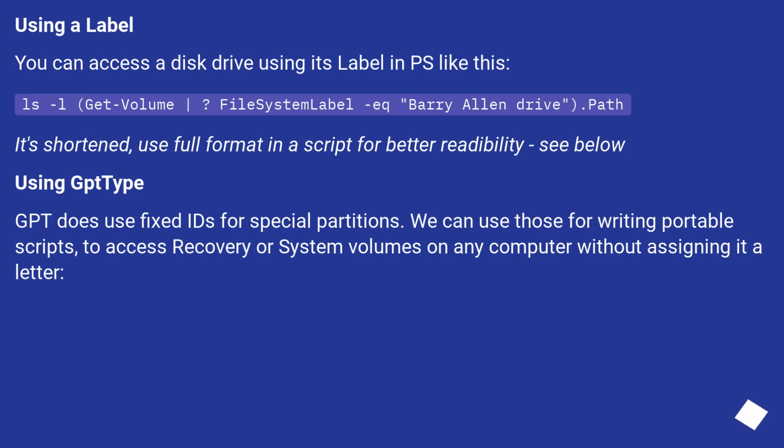Using a label. You can access a disk drive using its label in PowerShell like this. ls (Get-Volume -FileSystemLabel 'Barry Allen drive').Path. It's shortened; use the full format in a script for better readability, see below.